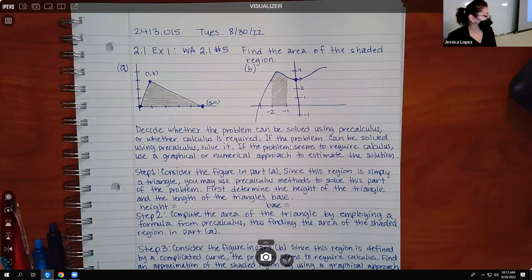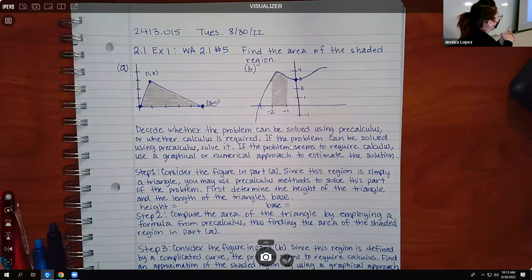So this was one that I identified just because it helped me get the point across of what was happening in the section. The whole point of the section was to identify whether something could be solved using pre-cal. And when they say pre-cal, they don't mean the course pre-cal. They mean anything and everything that you would have learned before calculus. So we're talking arithmetic, algebra, geometry, statistics, anything that you would have learned before calculus, okay? And then whether or not it's going to require calculus, because everything we know up to this point is not good enough, okay? And so we do have two situations in both of these.